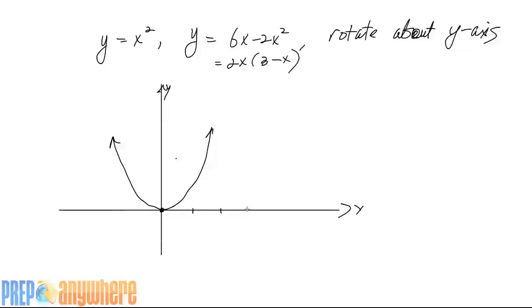1, 2, let's say 3. So it's going to look like this. So the boundary area we're talking about is this one. And we're going to rotate about the y-axis. So it's going to look something like that, right?